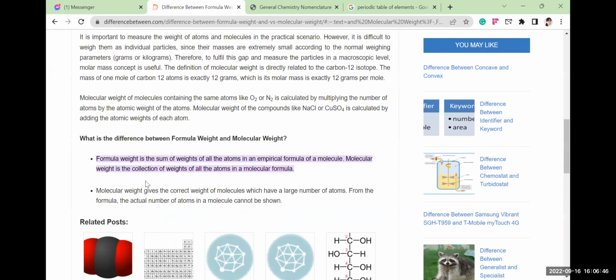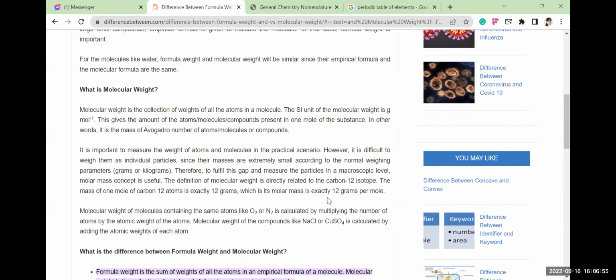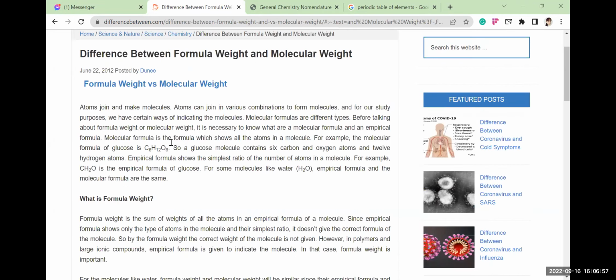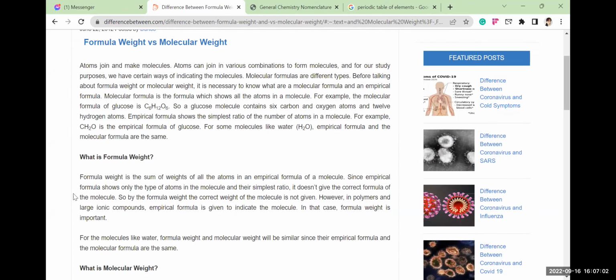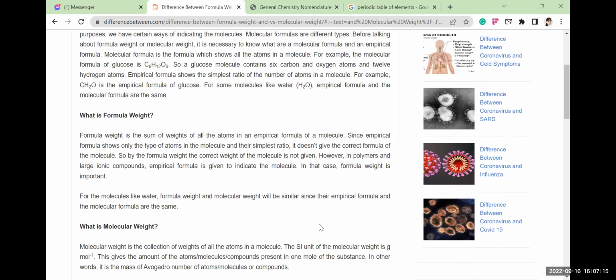Formula weight or formula mass is the sum of weights of all the atoms in an empirical formula of a molecule. That doesn't make sense yet. So, for example, formula weight is a sum, simplest ratio. It doesn't give the correct formula of the molecule. So by the formula weight, the correct weight of the molecule is not given.